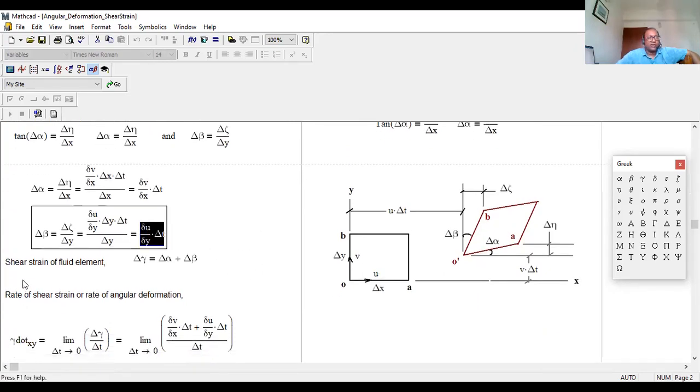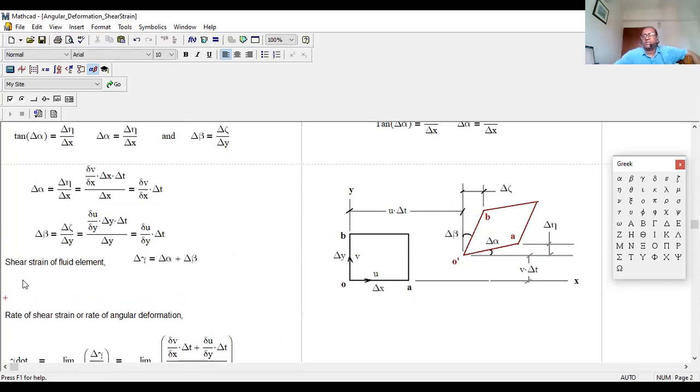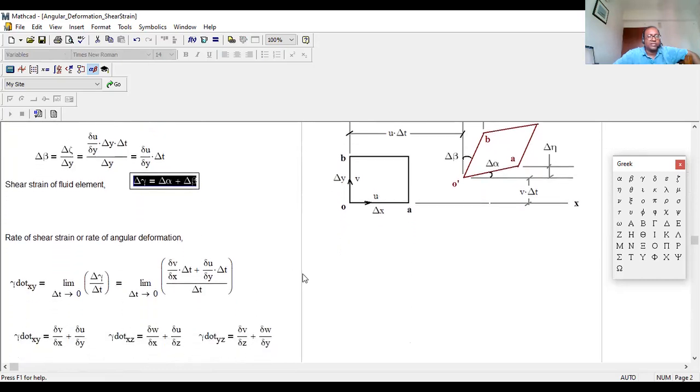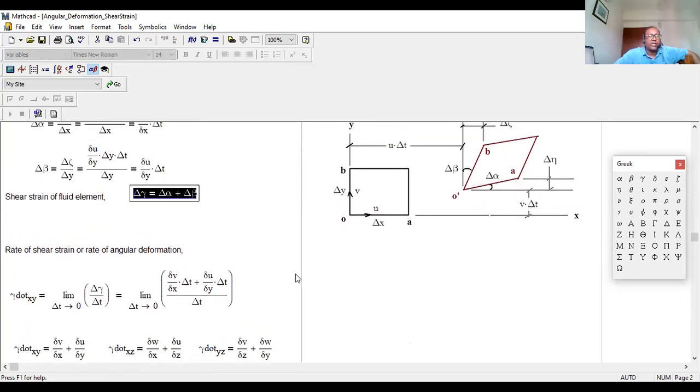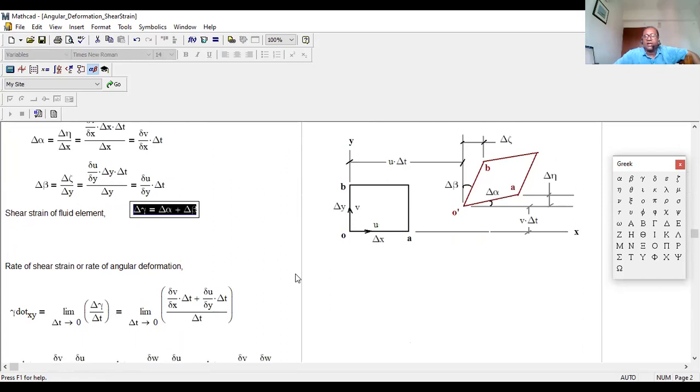So what is our total shear strain in the fluid element? Shear strain means angular deformation. So you need to add these two angles, del alpha plus del beta. So this mass is the angular deformation or shear strain. So angular deformation, if the angle is gamma, gamma means you have to make summation of del alpha deformation along y direction and along x direction.